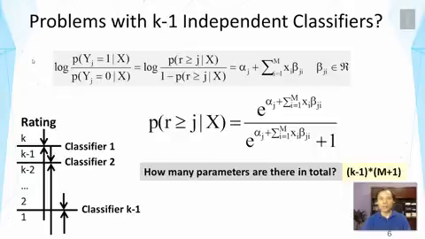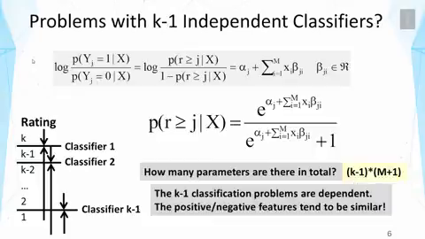So when the classifier has a lot of parameters, we would in general need a lot of training data to help us decide the optimal parameters of such a complex model. That's not ideal. Now the second problem is that these k-1 classifiers are not really independent. These problems are actually dependent. In general, words that are positive would make the rating higher, for all of these classifiers. So we should be able to take advantage of this fact.